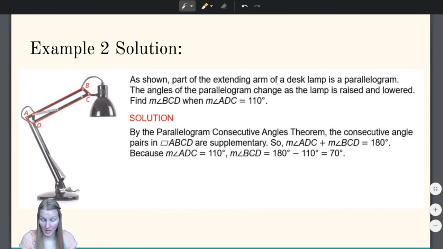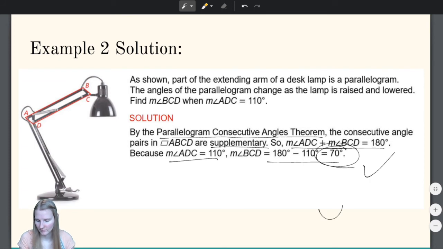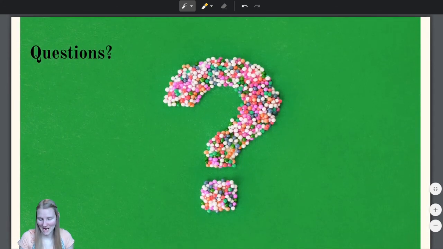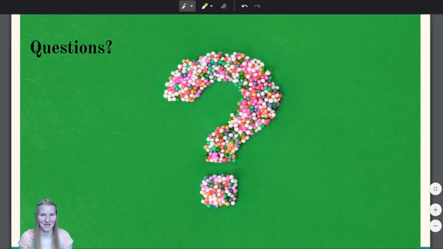All right, by the parallelogram consecutive angles theorem, they are supplementary, so they add up to 180. Angle 1 is 110. 180 minus 110 is 70. Ta-da! Awesome. That's what we did. So, that is all I have for you in this video.